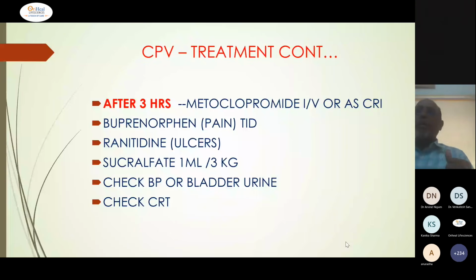Check for BP if you have a BP apparatus. If you don't have a BP apparatus, doesn't matter. Check for bladder urine. If there is no bladder urine, that means you have not successfully resuscitated the patient. You require to resuscitate them faster. You can go for other drugs which improve the urine output. So it's very important you check the BP or bladder urine and check CRT, whether it has come back to normal, 1 to 2 seconds.